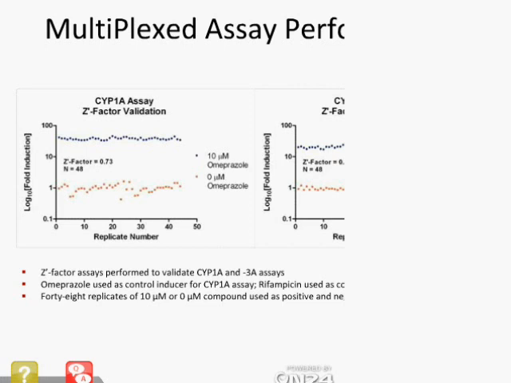But before that, as with the previous case studies, we performed Z-prime experiments to validate the automated hepatocyte-based assays. And once again, you can see that the Z-prime values were in the 0.7 range, confirming that the assays were robust and delivered quality data.